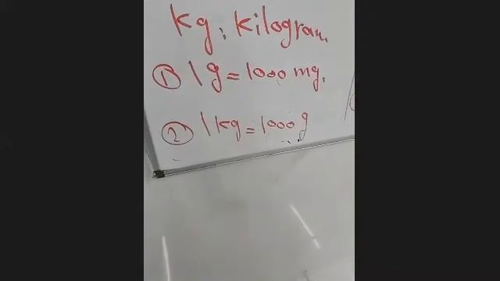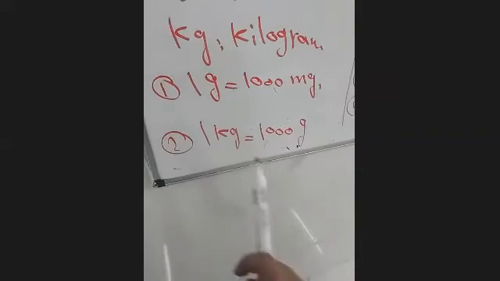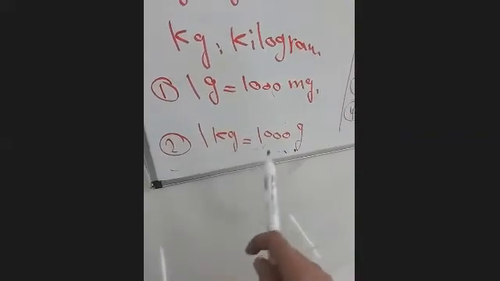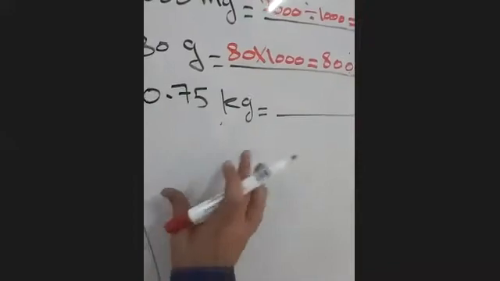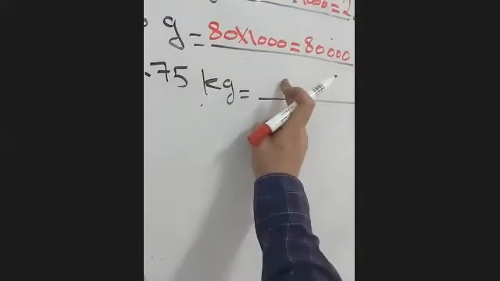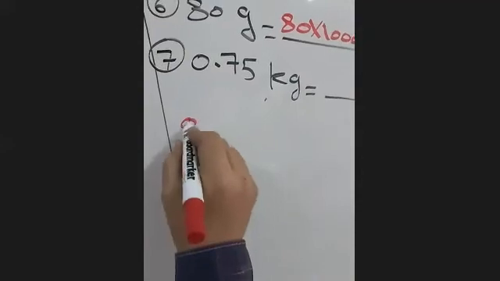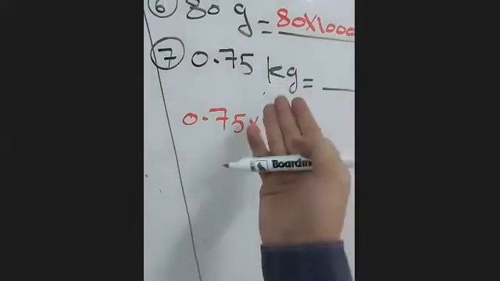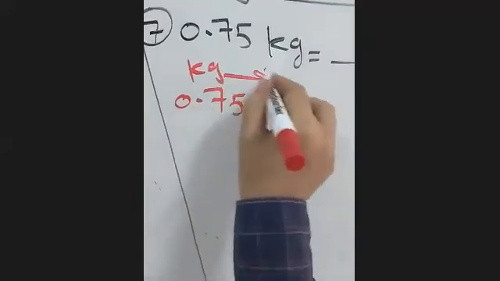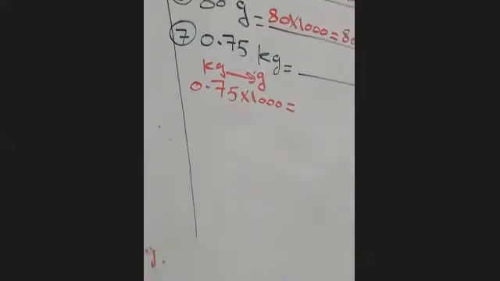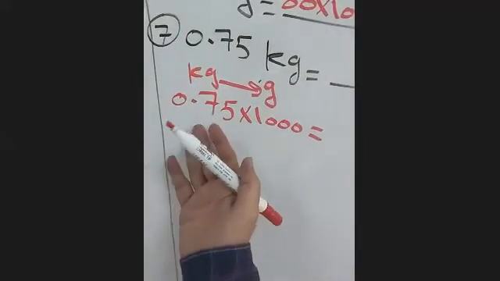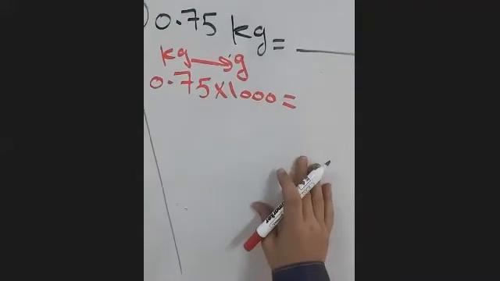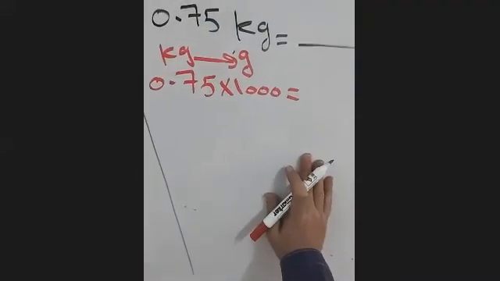How do we turn from kilogram to gram? 0.75 multiply 1,000. We multiply by 1,000 from bigger to smaller. I will solve it down here. 0.75 multiply 1,000, because I'm turning the kilogram first to gram. Remember, we multiply a decimal by powers of 10.